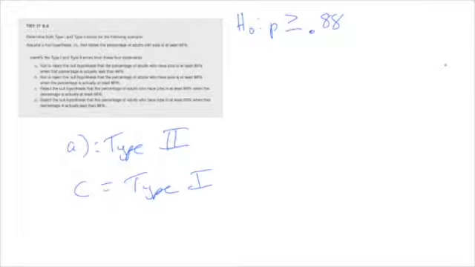And then D, reject the null hypothesis when the percentage is actually less than 88%. We're saying this is absolutely false, and it actually is false. That's the correct outcome. So that's how you find a type 1 and type 2 error.